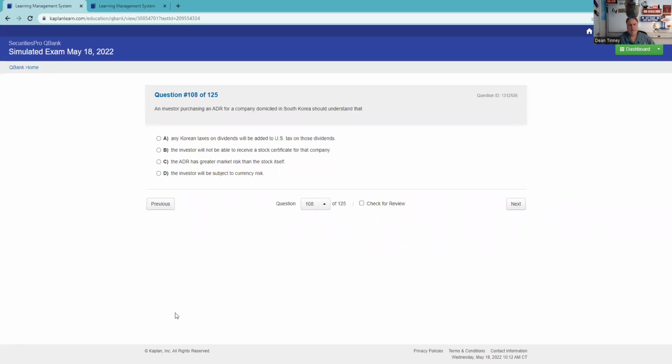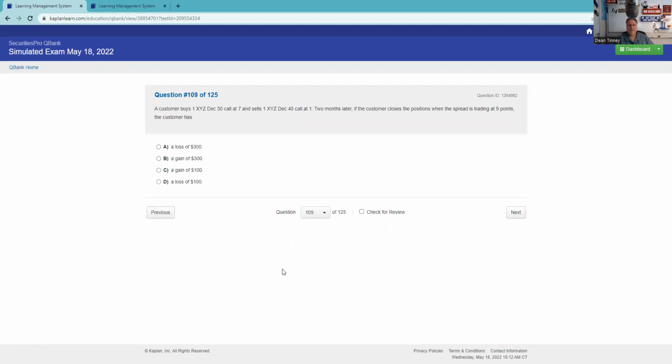An investor purchases an ADR of a company domiciled in South Korea. I think Samsung should understand that any Korean taxes will be added to the US tax on those dividends. The investor will not be able to receive a stock certificate for that company. The ADR has greater market risk than the stock itself. Yeah, the won, right? You're going to have a foreign currency risk. I'm going to go for the investor would be subject to foreign currency risk. I definitely should know that in an ADR. So I think that's what they're getting at here. It's not going to be added. I get a credit for whatever the Korean government keeps of my dividends.